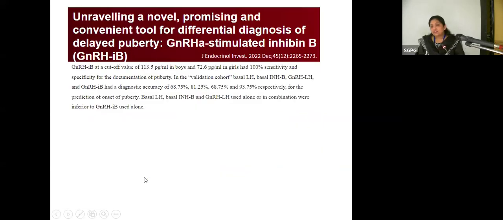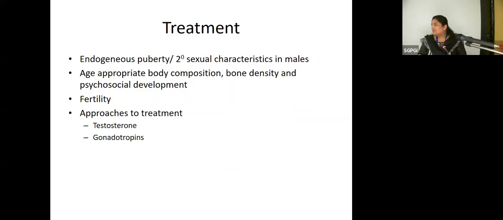But all these studies are marred by the fact that they have a very small number of children suffering from IHH. So how much these cutoffs will actually help in differentiating is not clear.